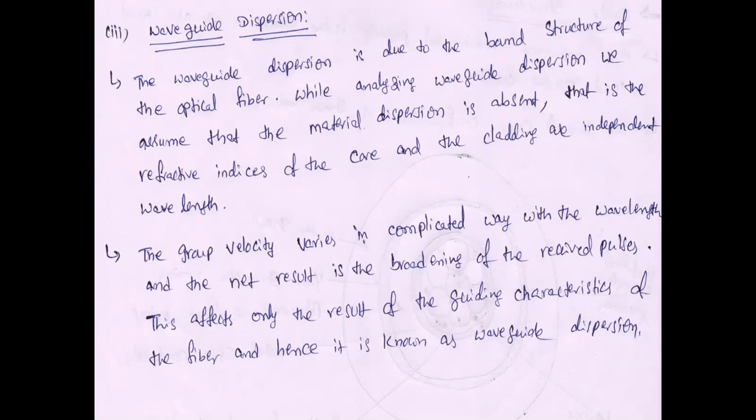In waveguide dispersion, whenever the signal is transmitted, we assume each pulse has a time period of 1 millisecond. But we get an output that is more than 1 millisecond at the output. That is, the signal is broadening. At that time, we get waveguide dispersion.